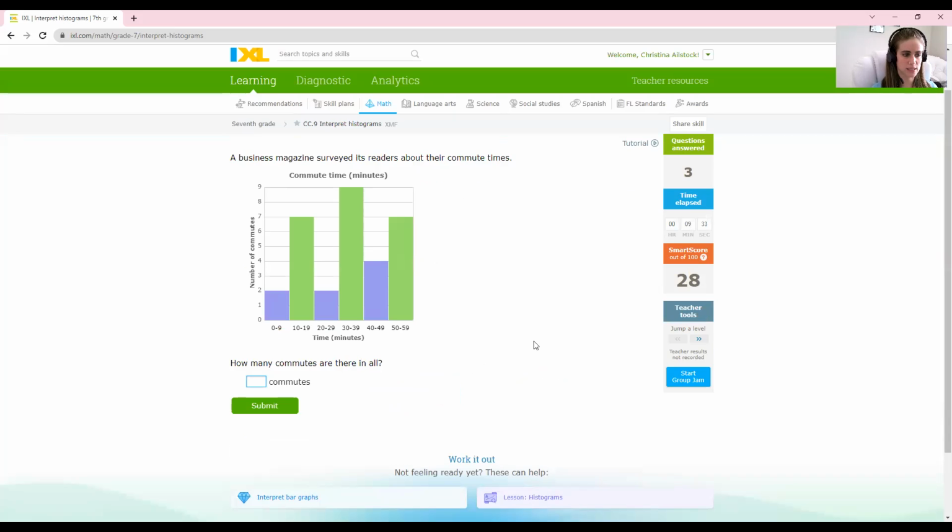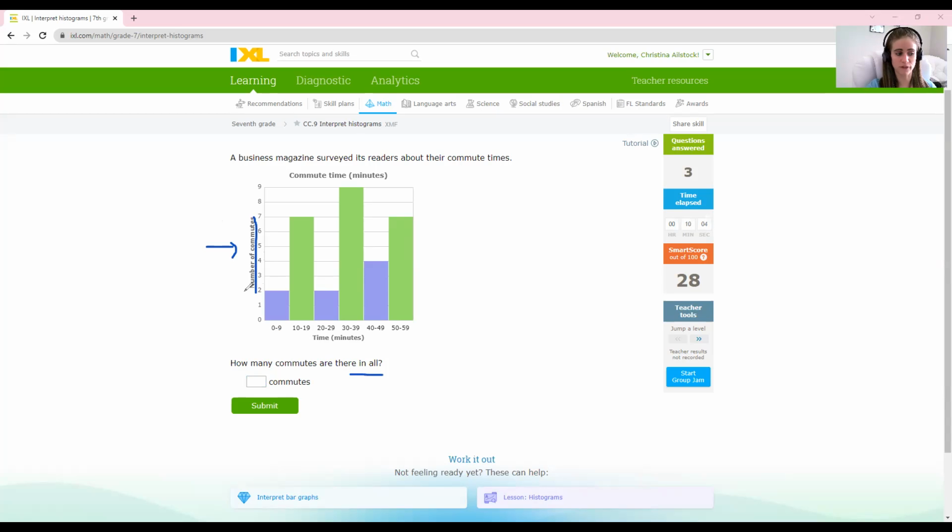A business magazine surveyed its readers about their commute times. How many commutes are there in all? Ooh. We're being asked to find how many commutes there are in all. We want to know the total number of commutes. So if the total, remember, is not going to be our time, we need to look at our label. The total number of commutes is what each one of our sections is telling us.